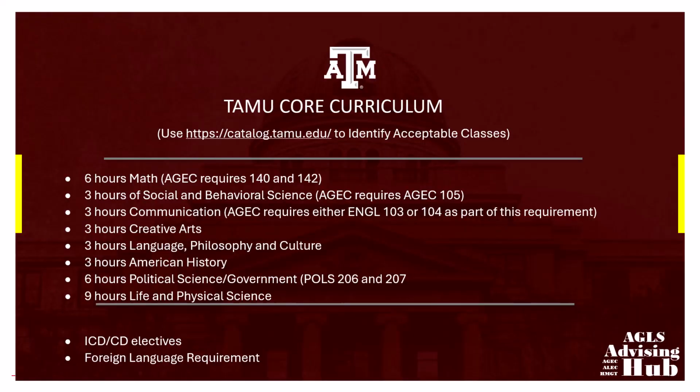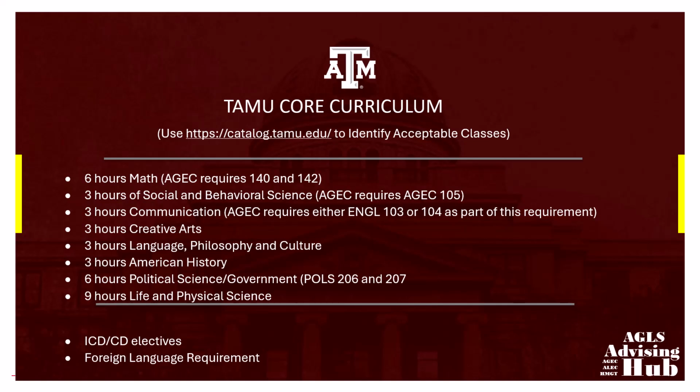The University Core Curriculum is a list of approved courses for specific areas. For example, not every science-based course is considered a core curriculum life and physical science. Not every history course is considered a core history course. You will need to refer to the University Core Curriculum when choosing classes to meet certain areas of the degree.